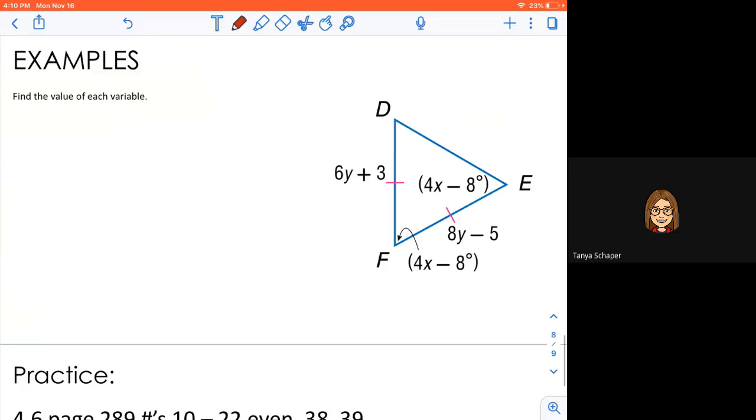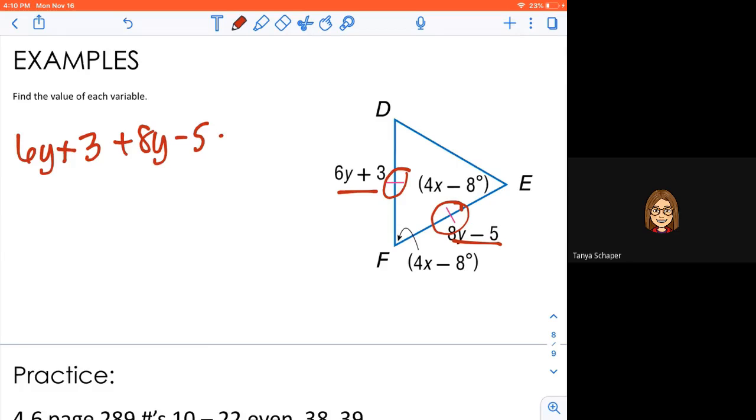Okay, find the value of each variable. So when I look at this, I know that these two sides are congruent because it tells me that. Okay, so I've got that 6y plus 3 and 8y minus 5 are equal to each other. Okay, so 2y is equal to 8, so y equals 4.